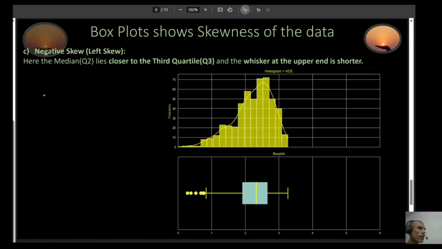Then you have negative skew, a left skew. Here, my median Q2 lies closer to the third quartile. So this is my Q2 and this is my Q3. Here my Q2 is closer to Q3, and the whisker at the upper end is shorter. In this case, the length of this whisker is smaller than the length of this one right here.